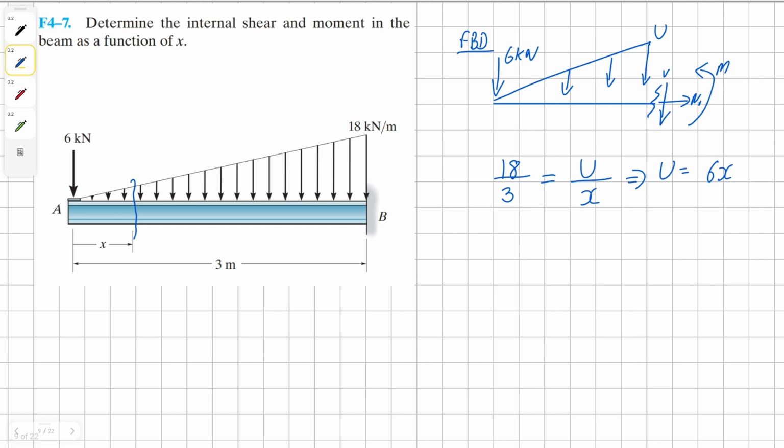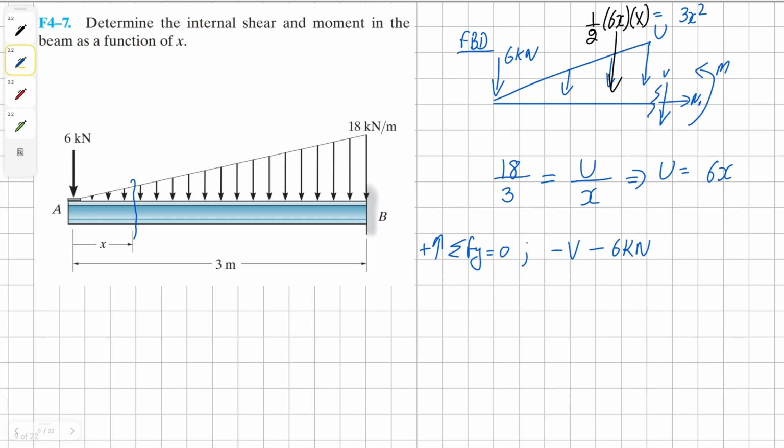Once we have this, we can basically sum the forces in y direction to find our equation for the shear. So we can have negative V, negative 6 kilonewton, and then our point load from the uniform distributed load, which is basically half times 6x times x. Solving this becomes 3x squared.